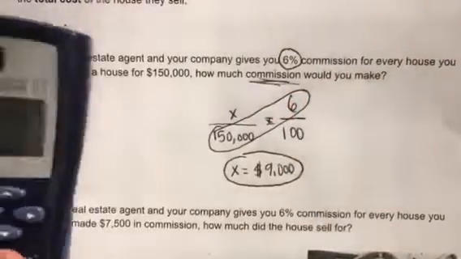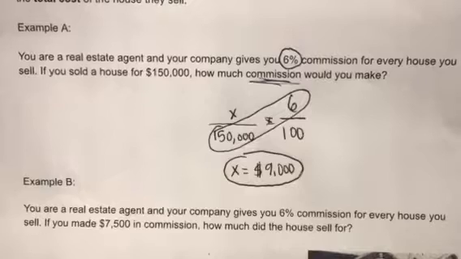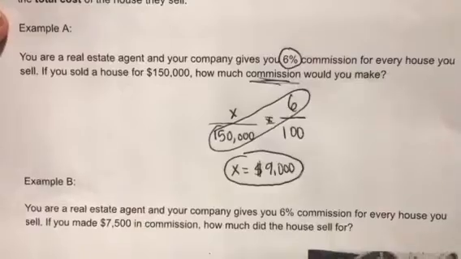So if you are a real estate agent and you made 6% commission and you sold a $150,000 house, you would make $9,000 off that one house you sold. I feel like I should have been a real estate agent.